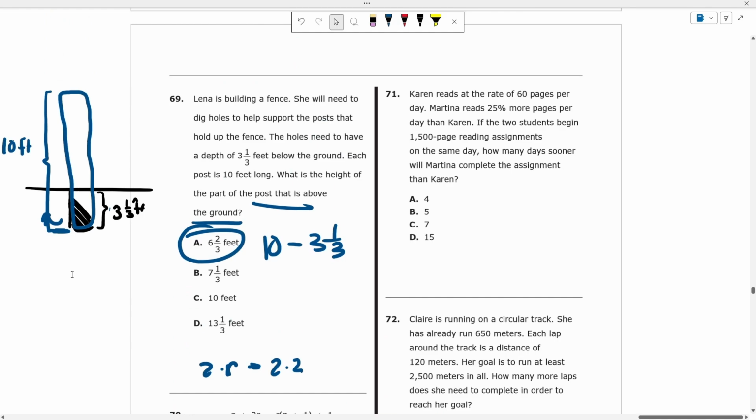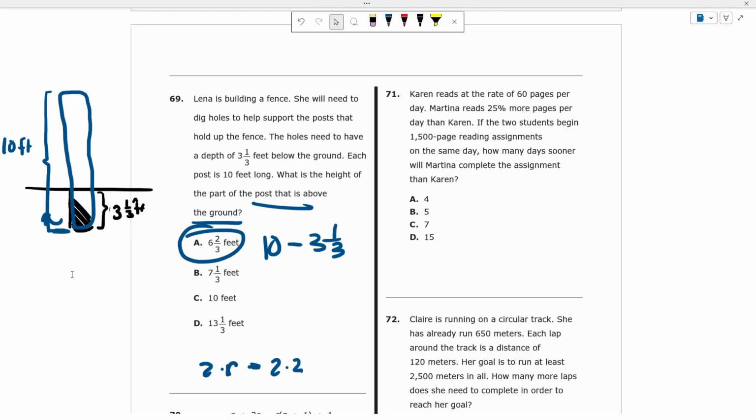Moving on to number 71, it says that Karen reads at a rate of 60 pages per day. Martha reads 25% more pages per day than Karen. If the two students begin reading a 1,500 page reading assignment on the same day, how many days sooner will Martina complete the assignment than Karen?